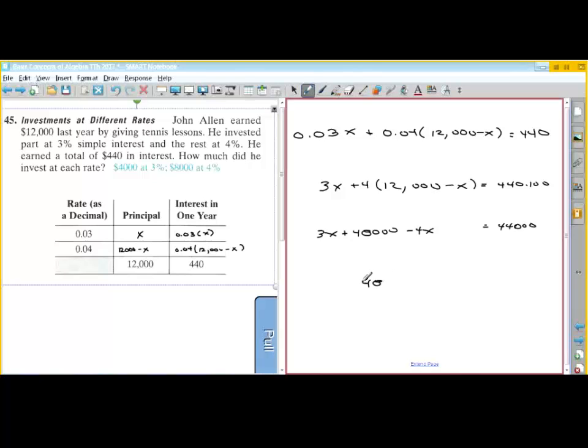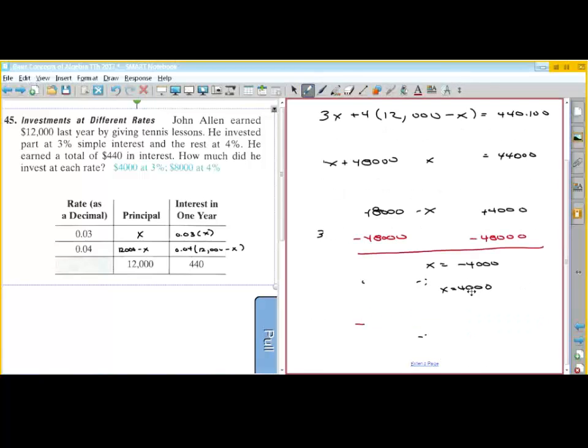Okay, so we combine like terms. So we get 48,000 minus x equals 44,000. We add the additive inverse of 48,000 to get the other term to the other side. So that leaves us with negative x equals negative 4,000, or x equals 4,000.